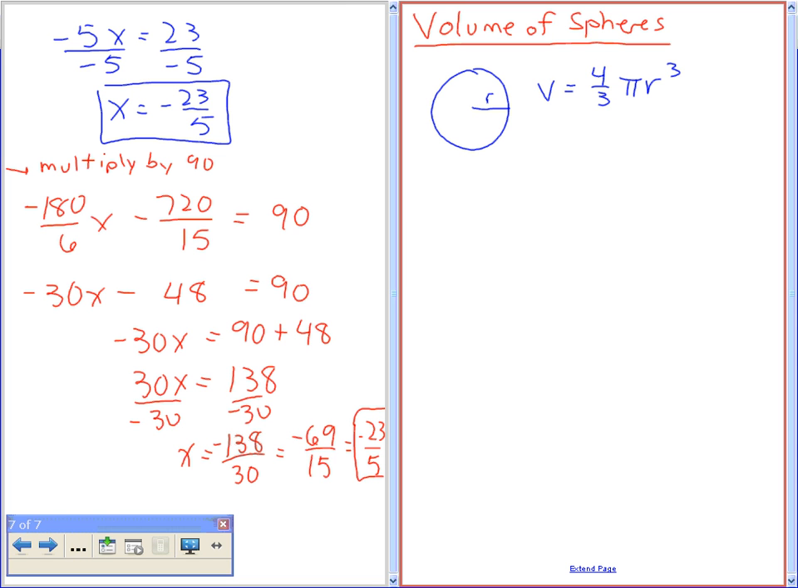Example one, these are straightforward. We're going to do two easy examples and one difficult example. Example one is going to say find the volume.